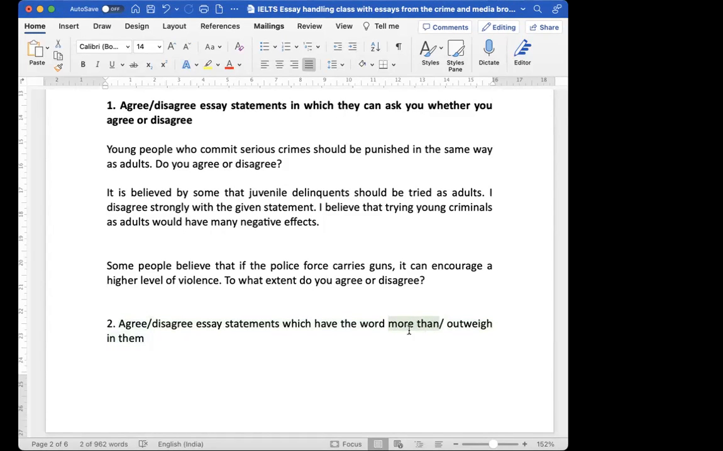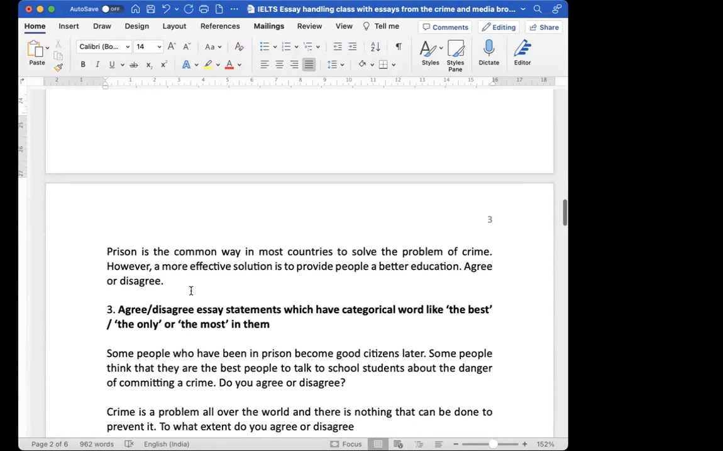Now look at these: "more than" or "outweigh". So agree/disagree essay statements which have the words "more than" or "outweigh" in them. Now look at these two examples here. This example here, comparison: Prison is the common way in most countries to solve the problem of crime. However, a more effective solution is to provide people a better education. Do you agree or disagree?